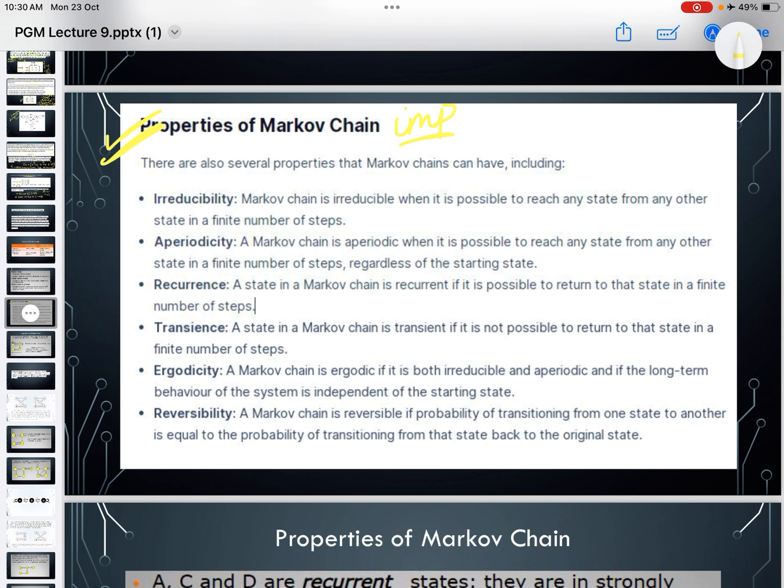A state in a Markov chain is transient. When you say transient, meaning temporary, something which is temporary is said to be transient. A state is transient if it is not possible to return to that state in a finite number of steps.